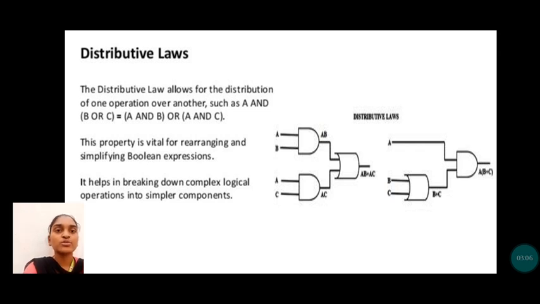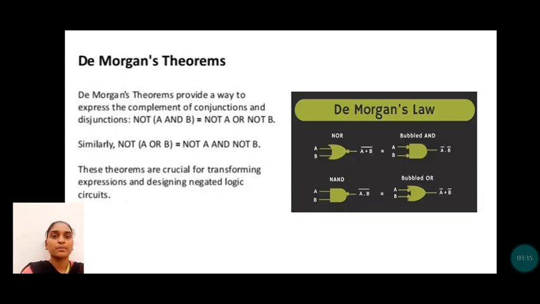Distributive laws. The distributive law allows for the distribution of one operation over another, such as A AND (B OR C) equals (A AND B) OR (A AND C). This property is vital for rearranging and simplifying Boolean expressions. It helps in breaking down complex logical operations into simpler components. These are the distributive laws diagrams.